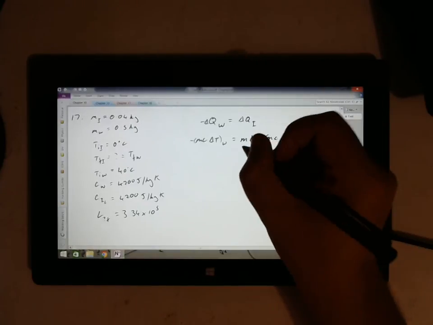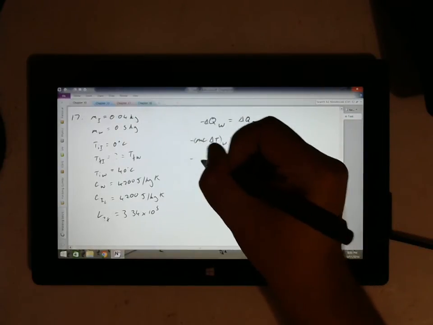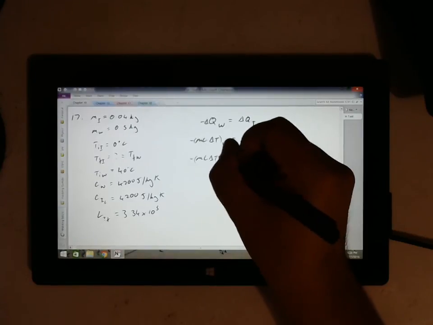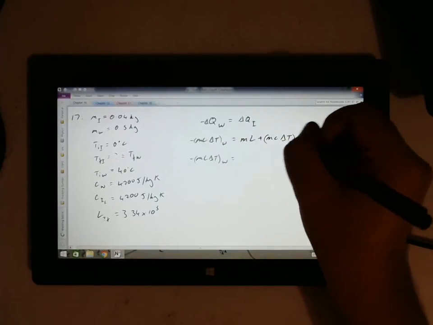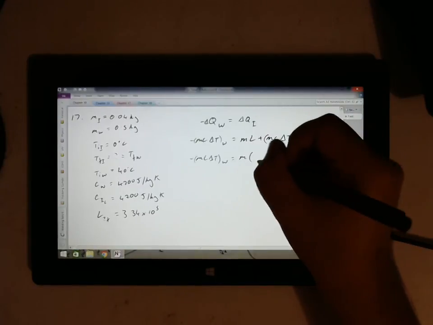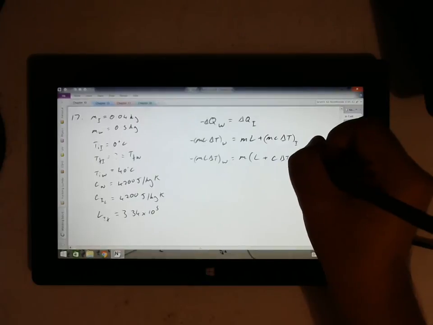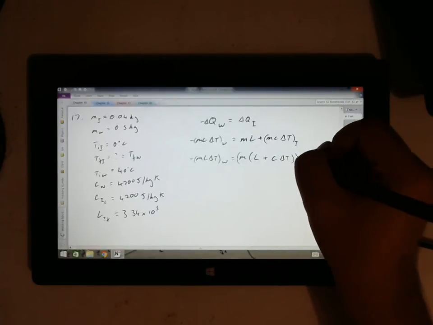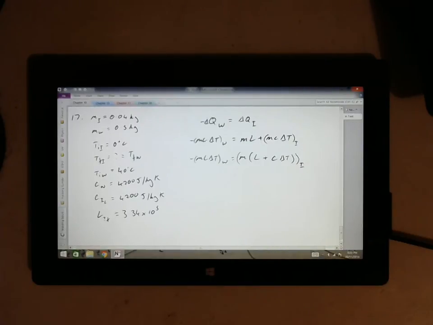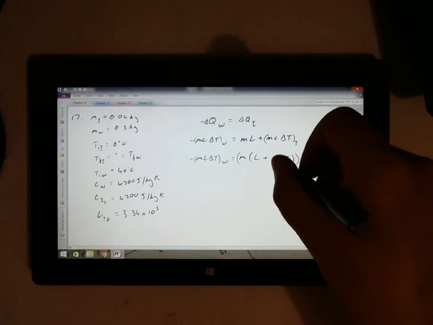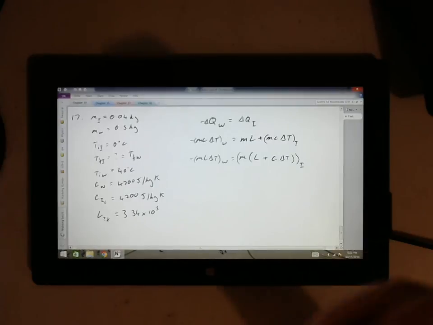Okay. Now the masses will be the same, so negative m L delta T of water equals, so let's factorize the m out, m inside of L plus C delta T, and that is all of ice. Now we're ready to start substituting. I can expand these delta Ts and we'll get to that in a moment. Let's put our constants in and see how we go.